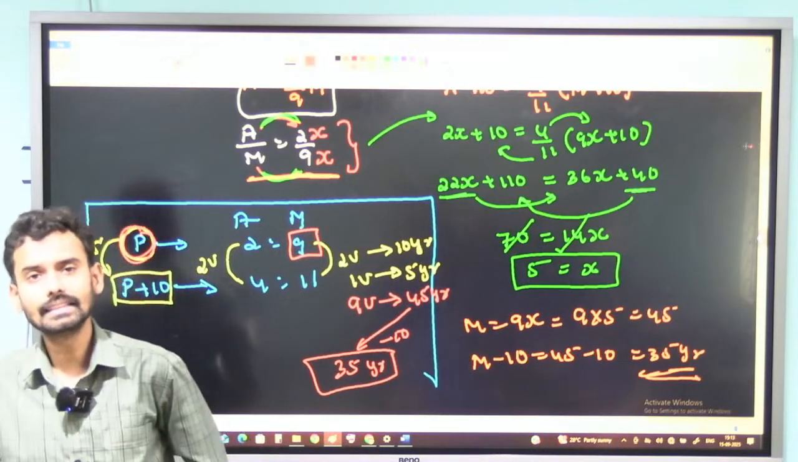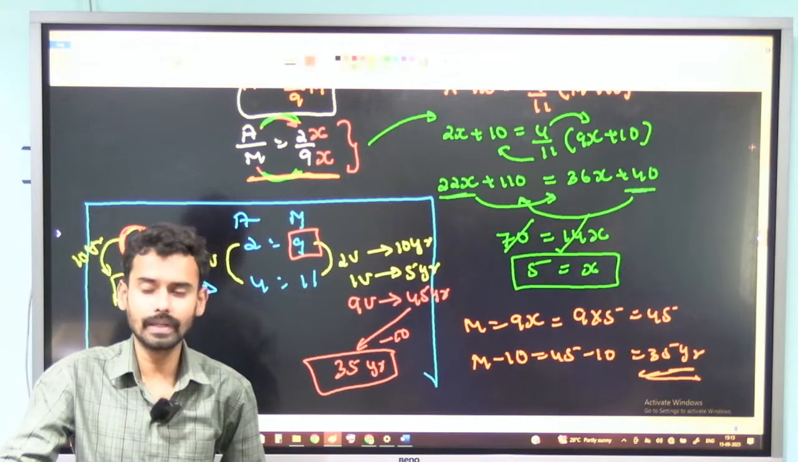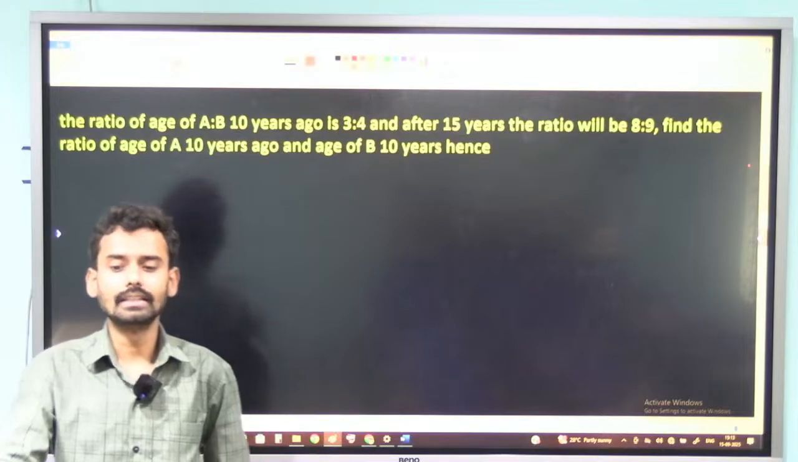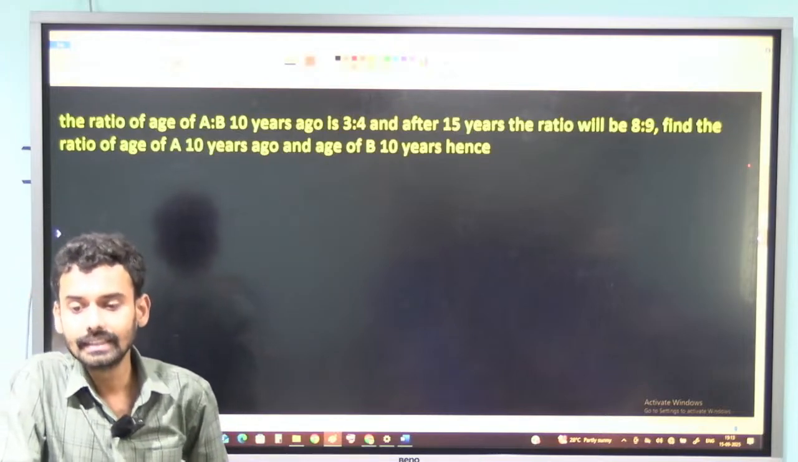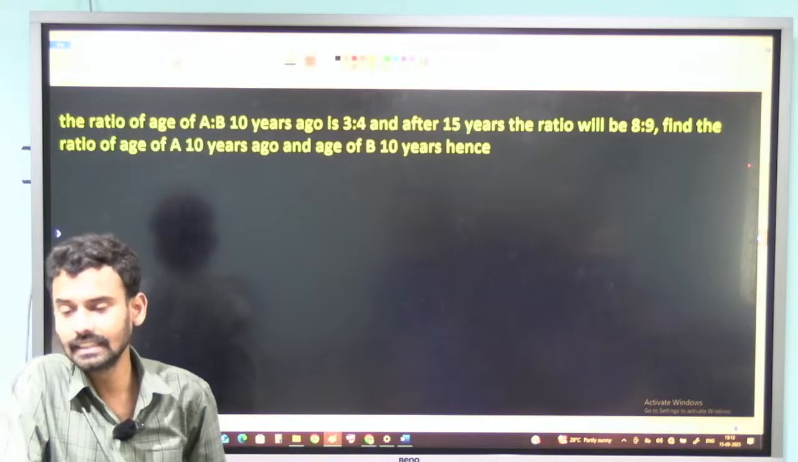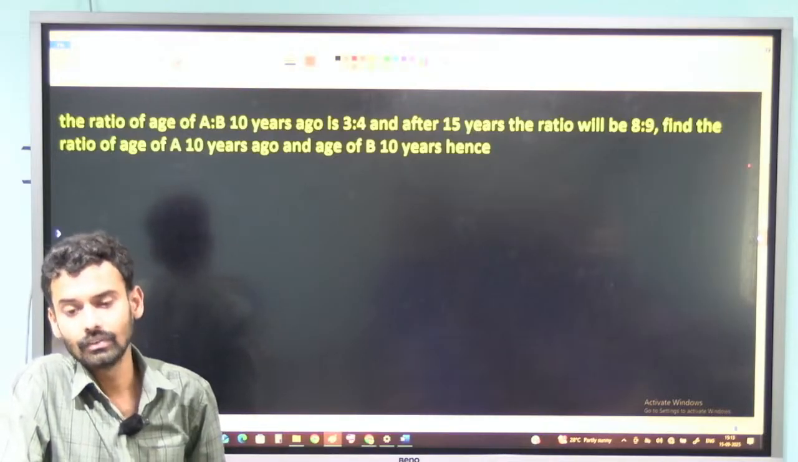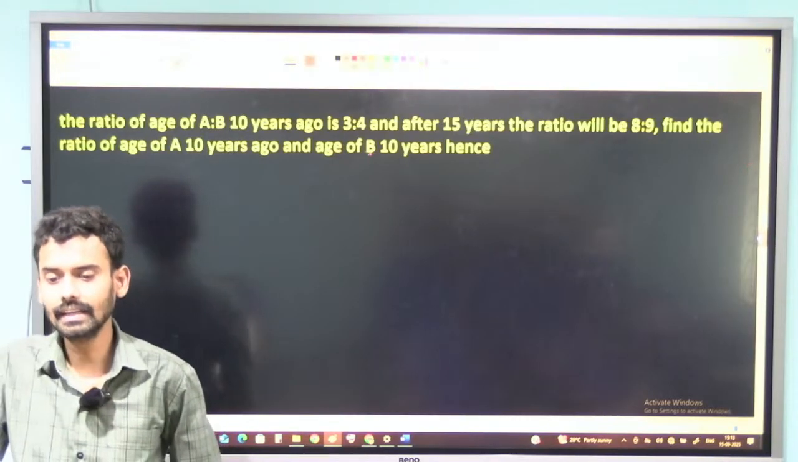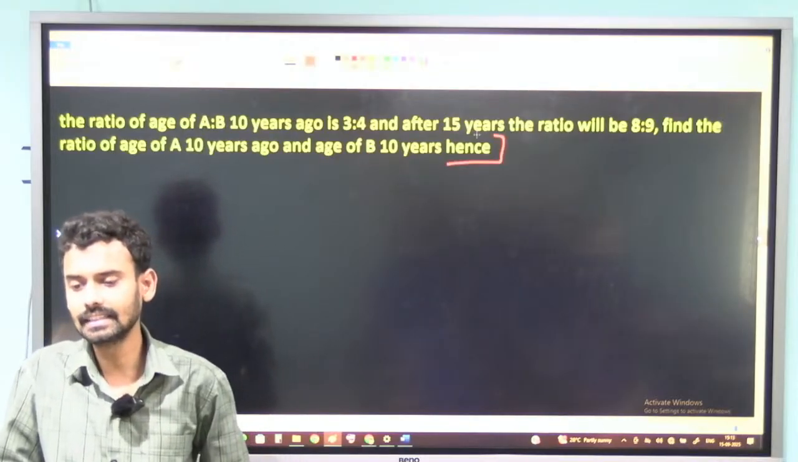So let us implement this short trick for the next question and try to get the answer. The question is saying the ratio of age of A and B 10 years ago is 3:4, and after 15 years the ratio will be 8:9. Find the ratio of age of A 10 years ago and age of B 10 years hence. Here in age based questions, hence simply means after.